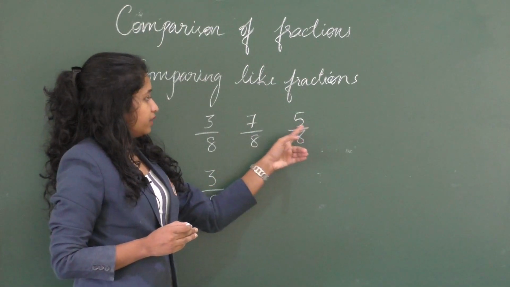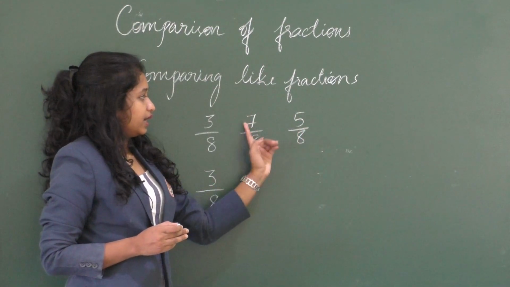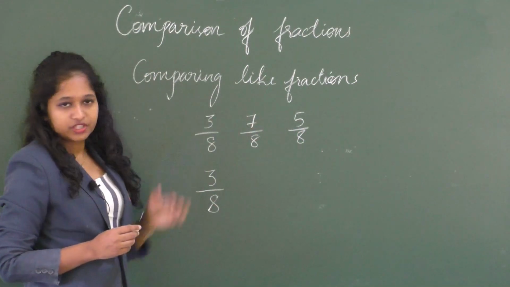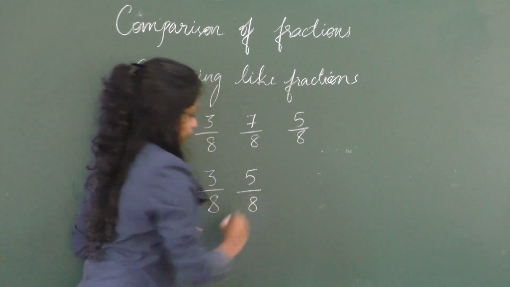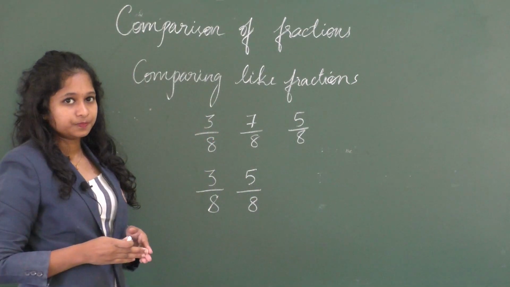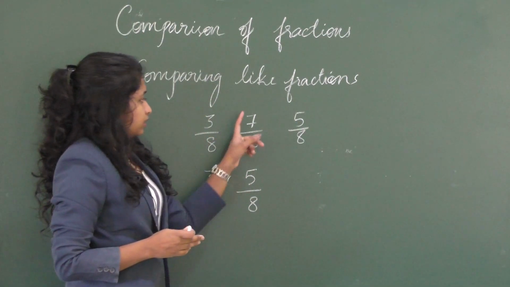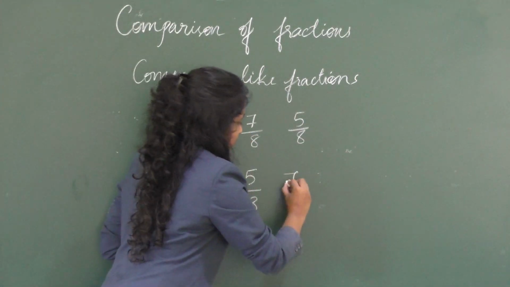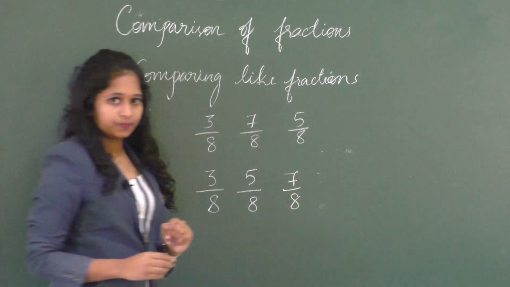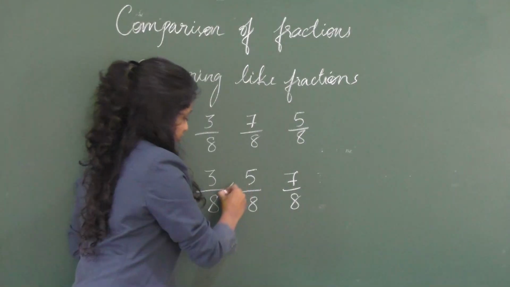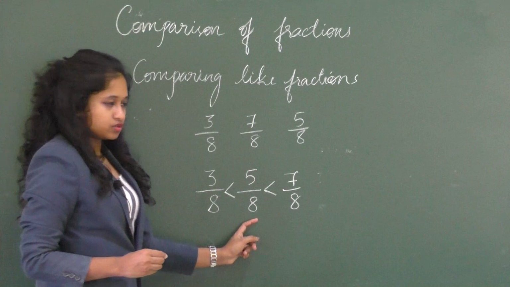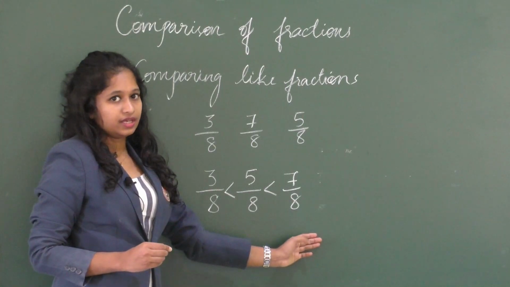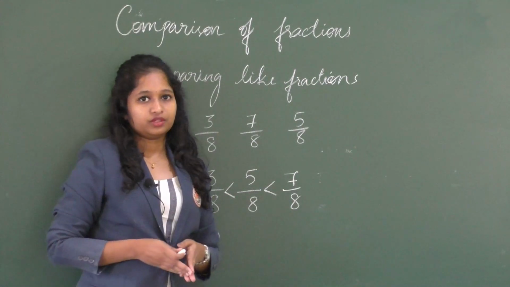And now, when you compare 5 and 7, 5 is smaller. So, the next smallest is 5 by 8 and 7 by 8 is the larger one. So, this fraction is less than this one and this is less than the final one.